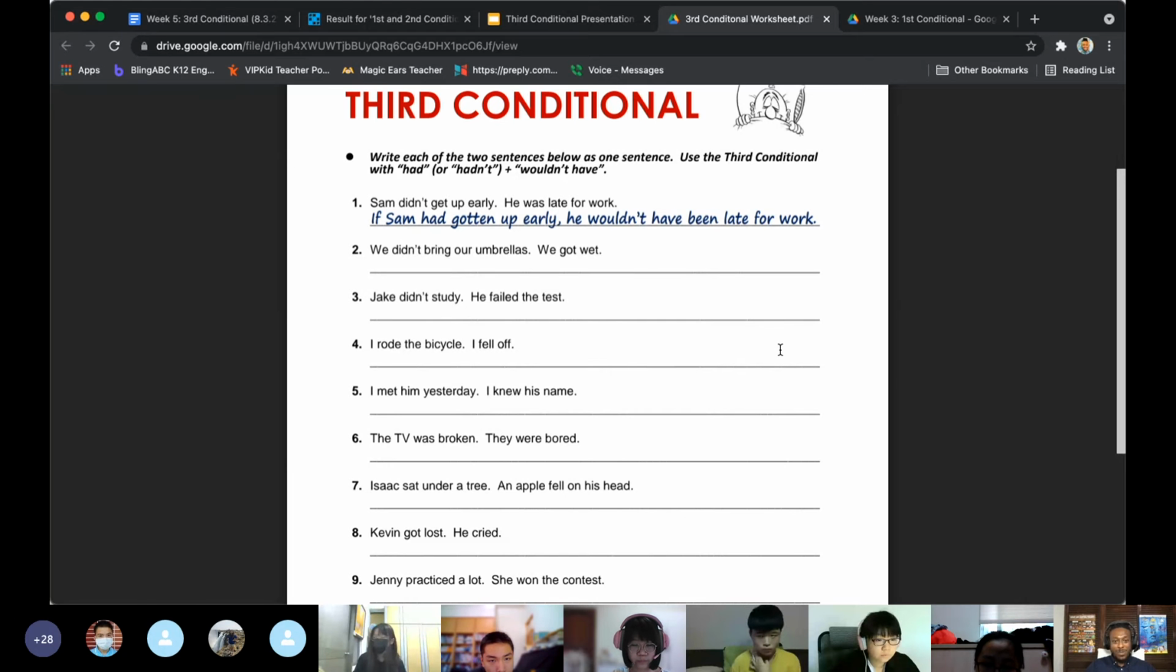The TV was broken, they were bored. If the TV hadn't been broken, they wouldn't be bored. They wouldn't have been bored. Good. So if the TV hadn't been broken, they wouldn't have been bored. Good. All right.